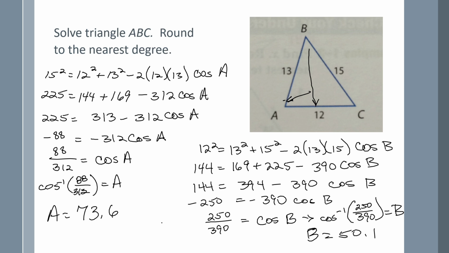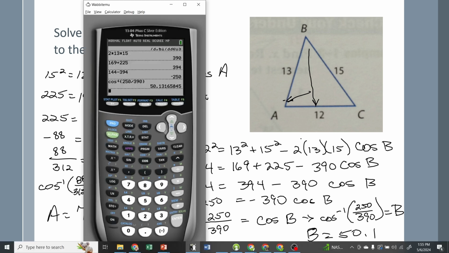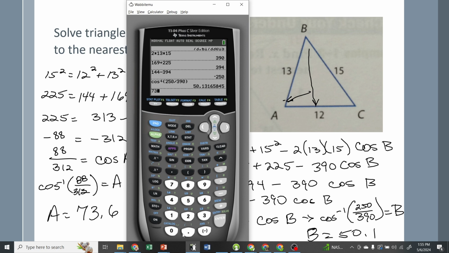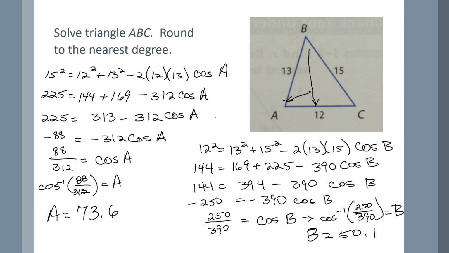So I can take these two angles, add them together, subtract that from 180, and I can find angle C. So let's do that. Right? So I've got 73.6 plus 50.1, and that comes out to 123.7. 180 minus 123.7, and I get 56.3. So angle C is equal to 56.3.